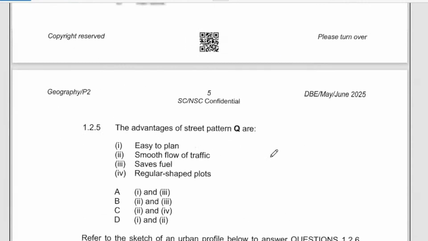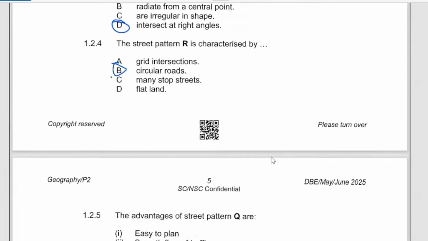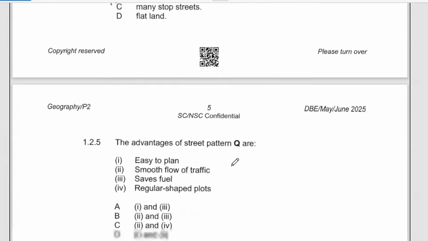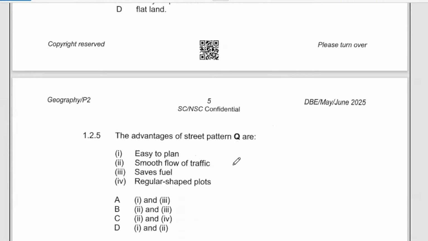The advantages of street pattern Q are, if we check street pattern Q, what is most likely to be the advantage of that pattern? Q is planned irregular, right? So with that kind of street pattern, item number one, there is smooth flow of traffic, and also it can save on fuel because there's limited congestion because of the nature of the streets. So we take item number 2 and item number 3, which is response B.